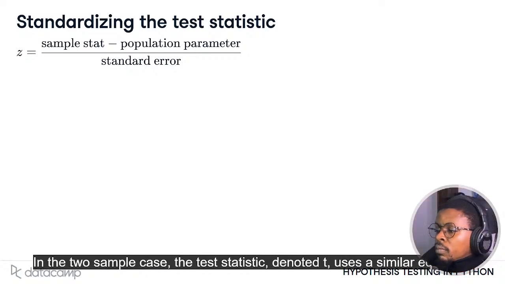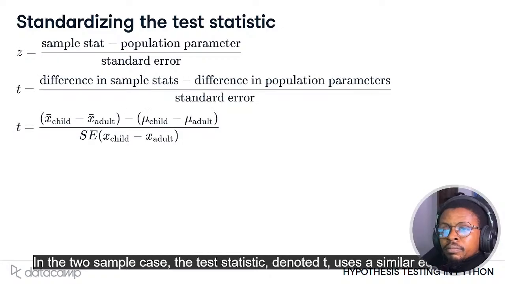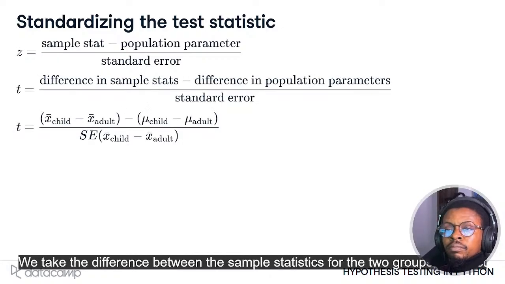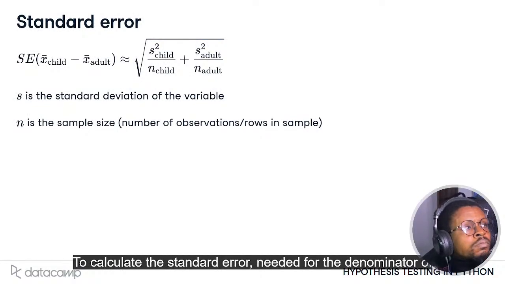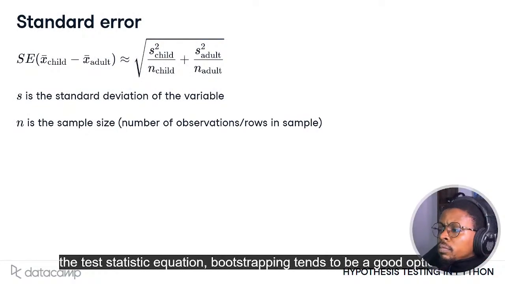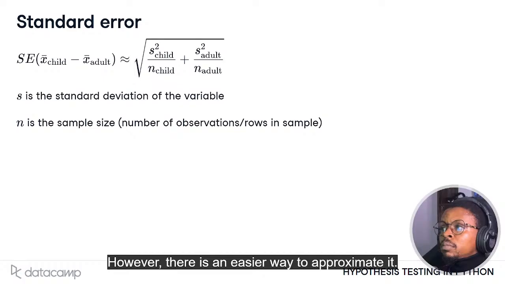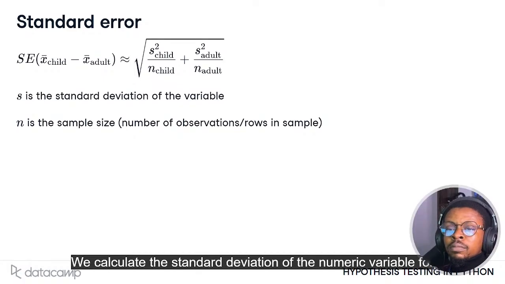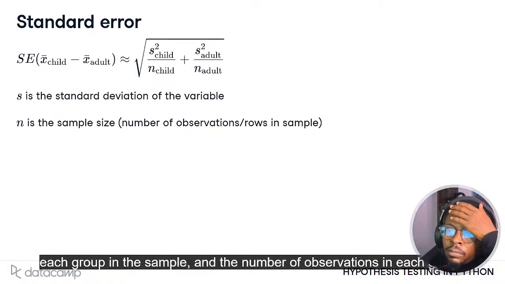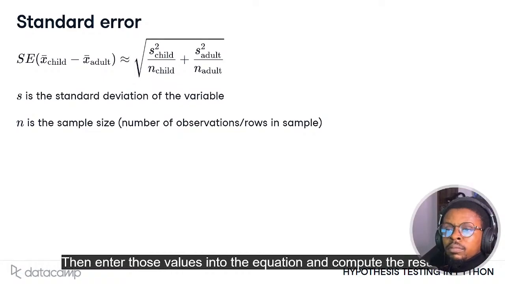In the two-sample case, the test statistic, denoted t, uses a similar equation. We take the difference between the sample statistics for the two groups, subtract the population difference between the two groups, then divide by the standard error. To calculate the standard error needed for the denominator of the test statistic equation, bootstrapping tends to be a good option. However, there is an easier way to approximate it. We calculate the standard deviation of the numeric variable for each group in the sample, and the number of observations in each group. Then we enter those values into the equation and compute the result.